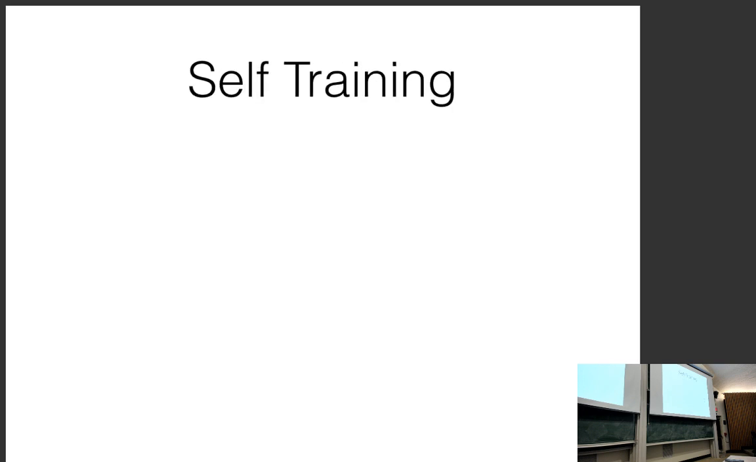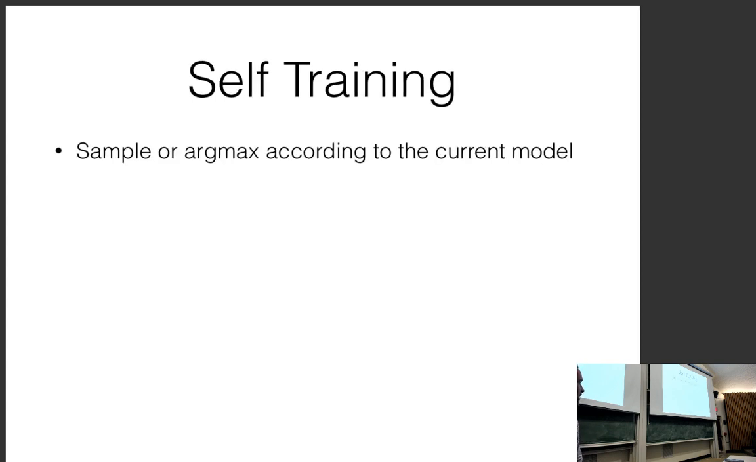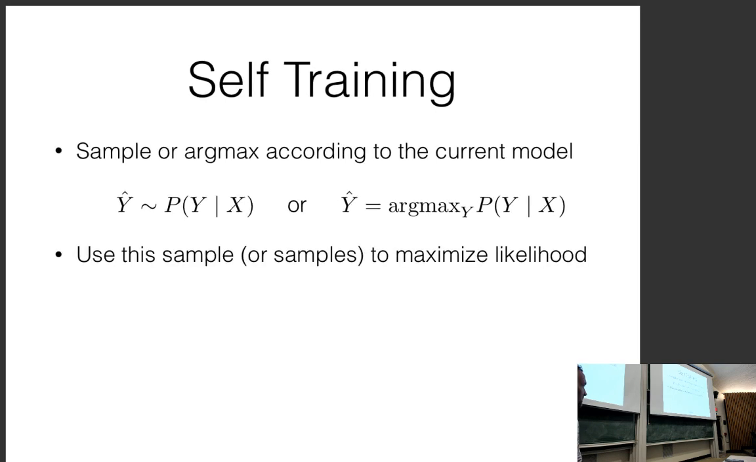And then there's also self-training. Self-training basically means we sample or argmax according to the current model, and we get an output y hat. We use this sample or samples to maximize likelihood, and we calculate exactly the same log likelihood loss here.